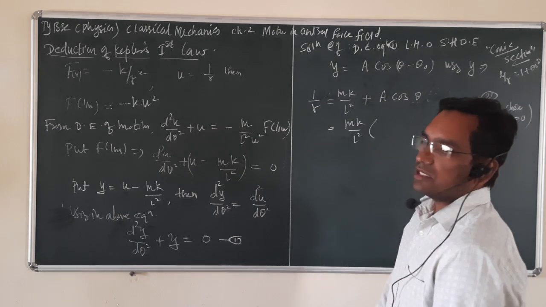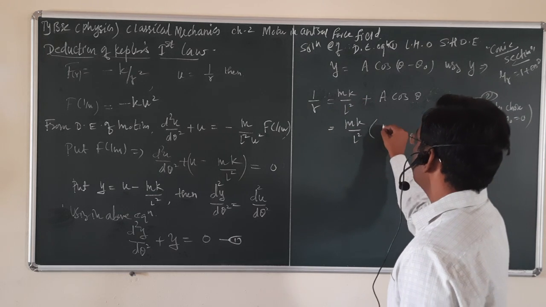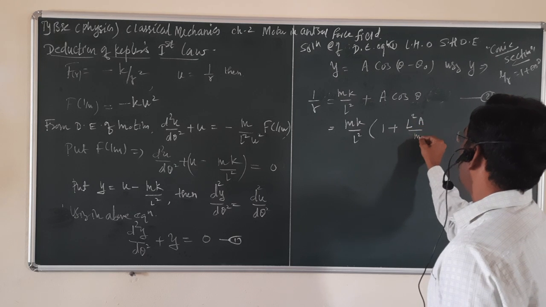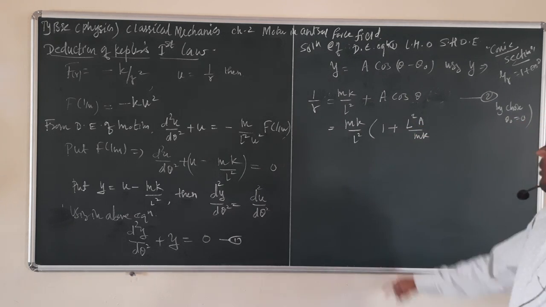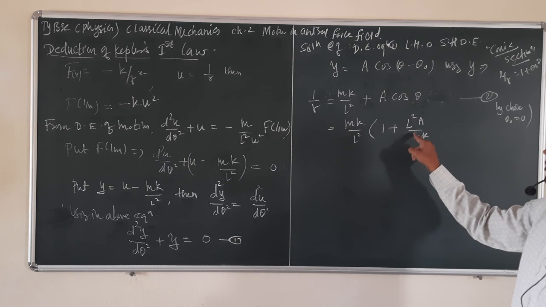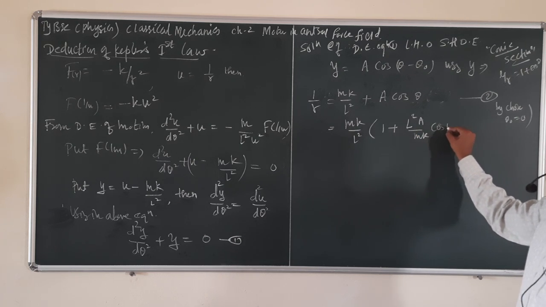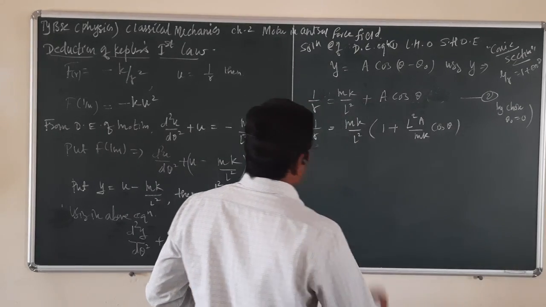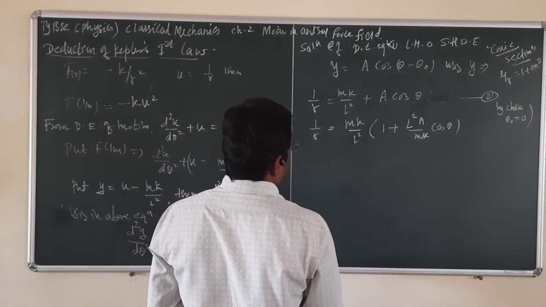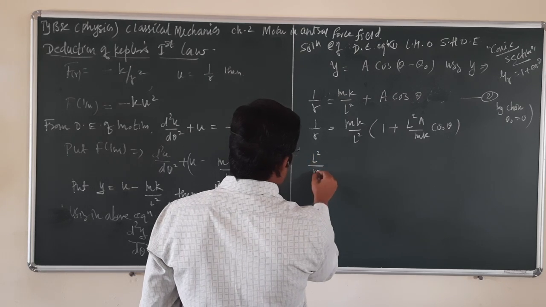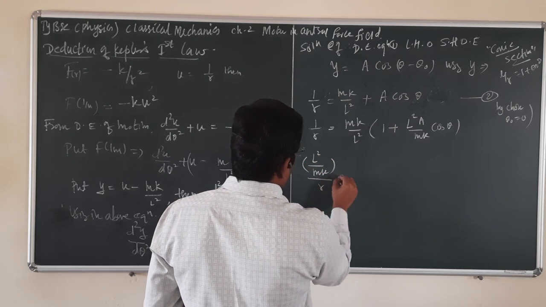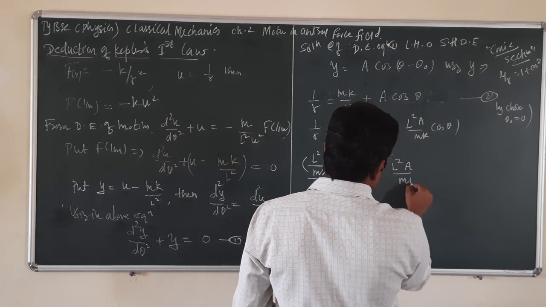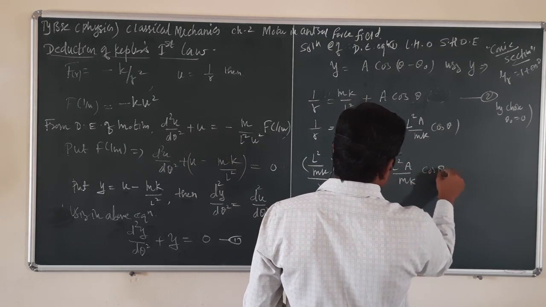Okay, now in this equation, if we take MK upon L square common, here we get 1 plus L square A divided by MK. If you multiply MK upon L square to this term, you will get only A into cos theta. So this is our equation: 1 upon R is equal to MK upon L square into 1 plus L square A upon MK into cos theta.